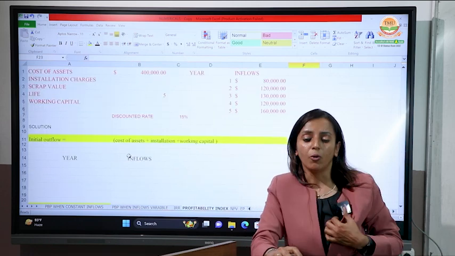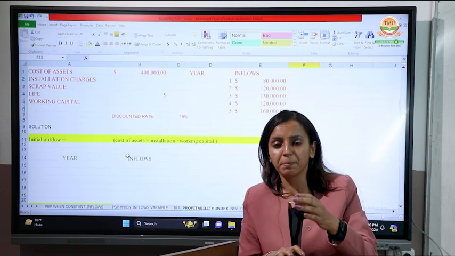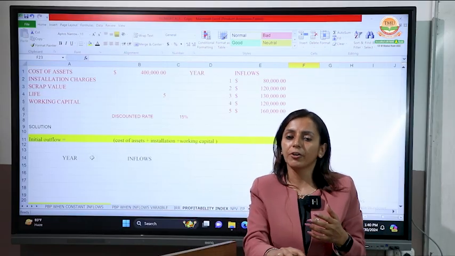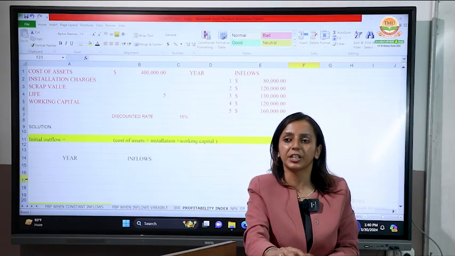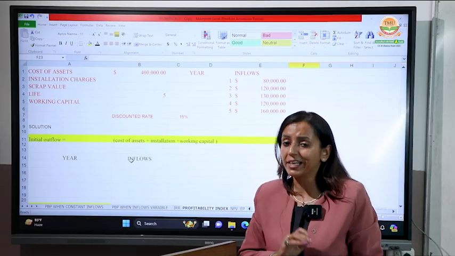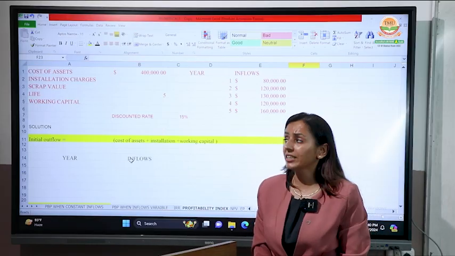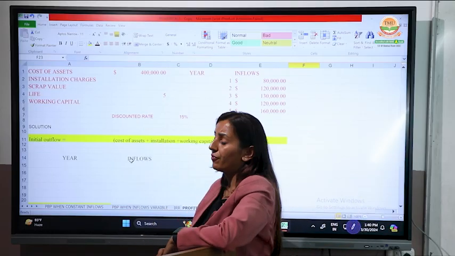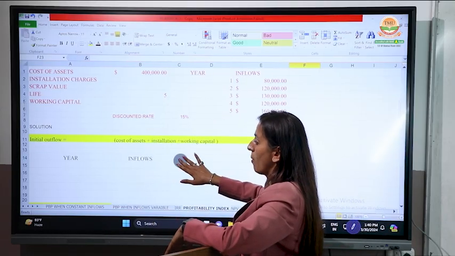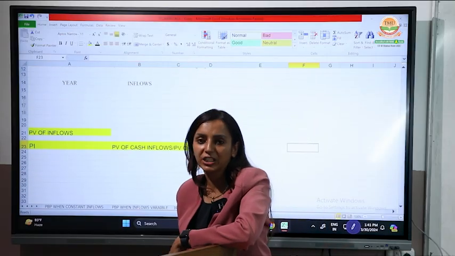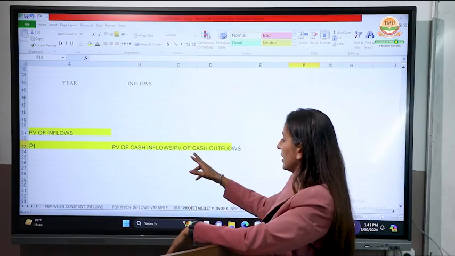Okay. Now we have done NPV, we have done IRR, right? Now we have the third category of capital budgeting, and that category is called the profitability index. In the profitability index, we have different questions again, and we calculate it with the help of the formula. The main formula of profitability index is present value of cash inflows divided by the present value of cash outflows.